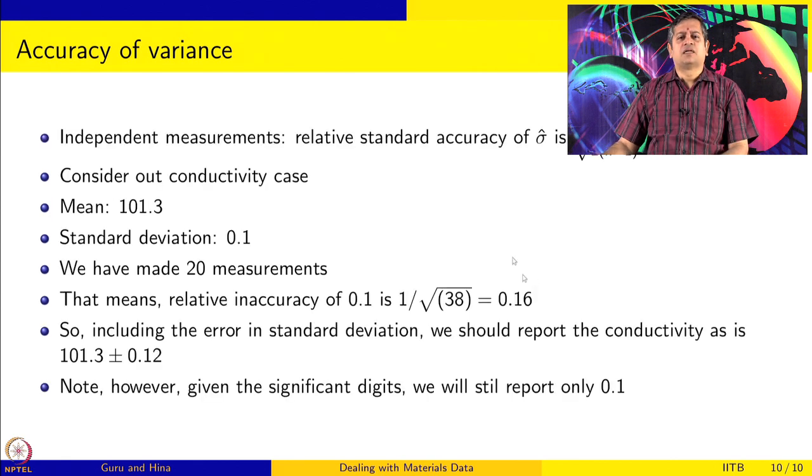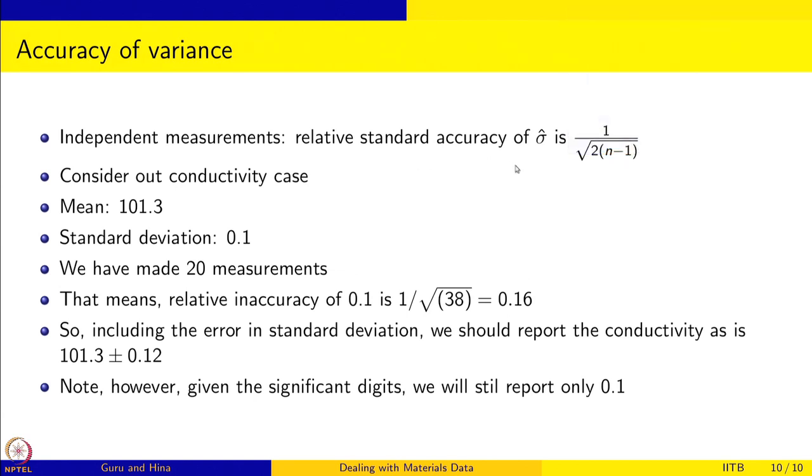For example, let us say that we have this conductivity data that we are looking at, the mean of which is 101.3 and the standard deviation is 0.1. We have made 20 measurements. So, that means the relative inaccuracy in the variance, that 0.1, is 1 by square root of 38, and that is 0.16. So, the actual number could be 0.1 plus or minus 0.016.